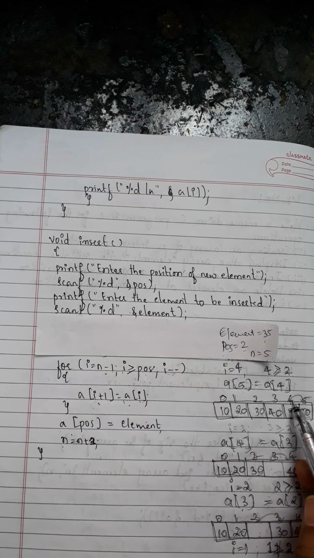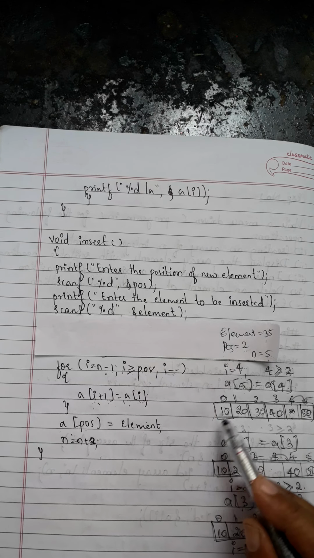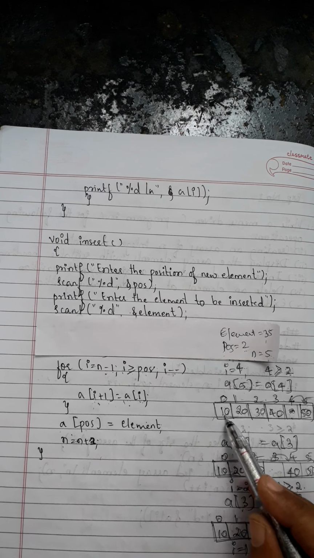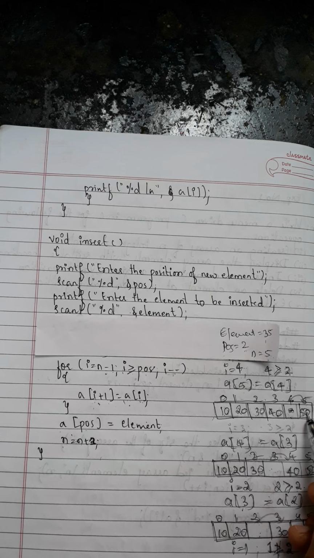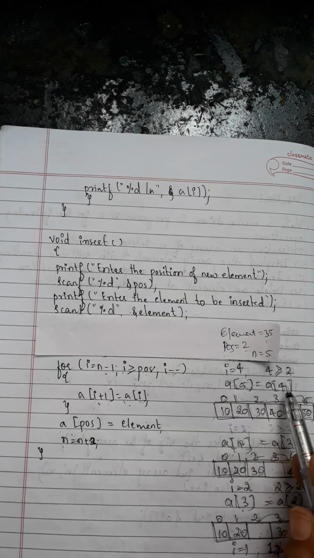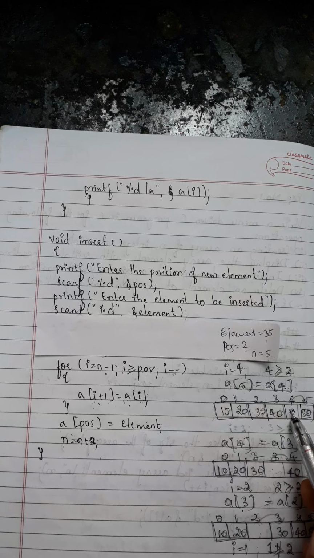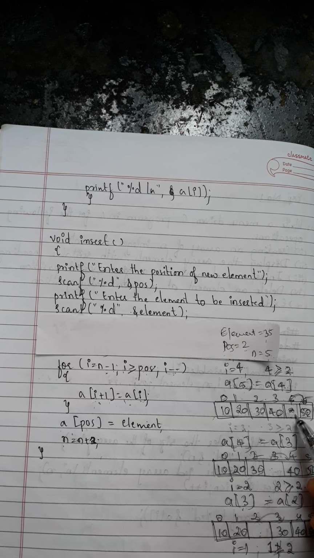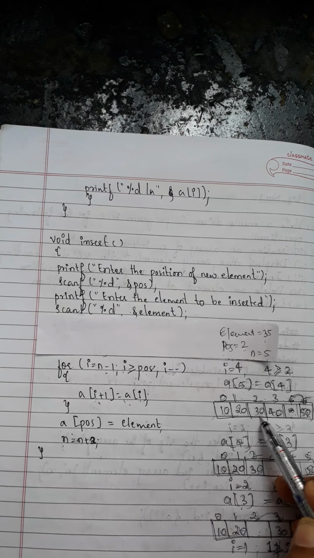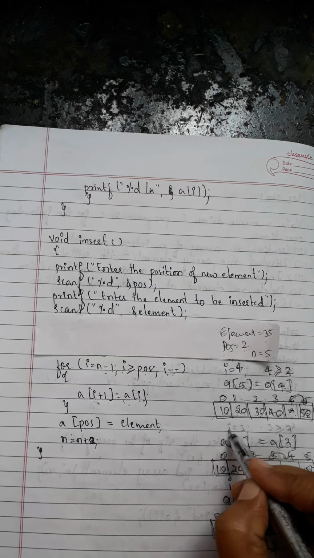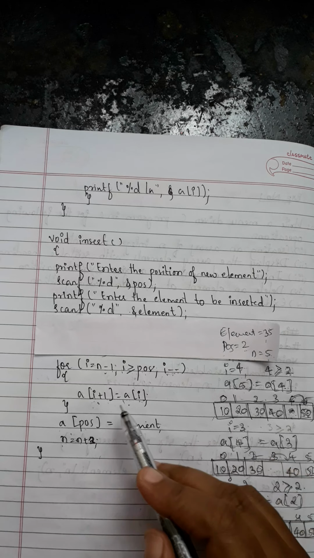This is an already existing array, indices 0, 1, 2, 3, 4, that is 5 elements: 10, 20, 30, 40, 50. Now when you execute this statement, A of 4 is stored in A of 5. So A of 4 is 50, and that is moved to the 5th position. So this space is now free. But we want the second position to be free. So we go to the statement i equal to i minus 1. The new value of i is 3.